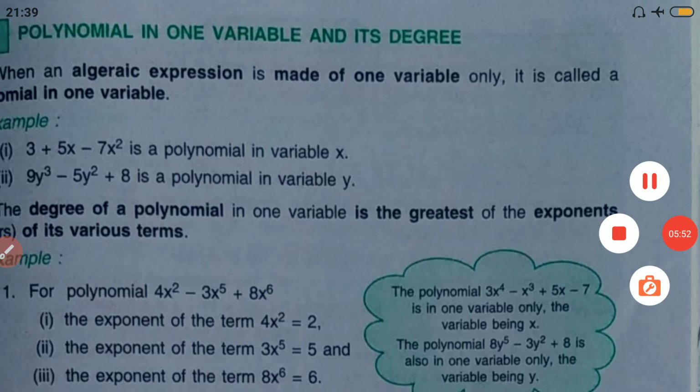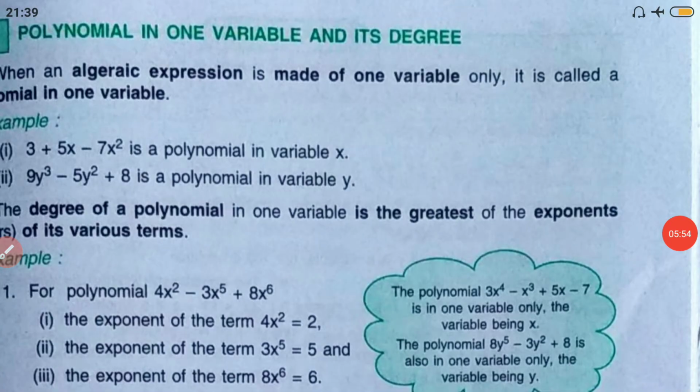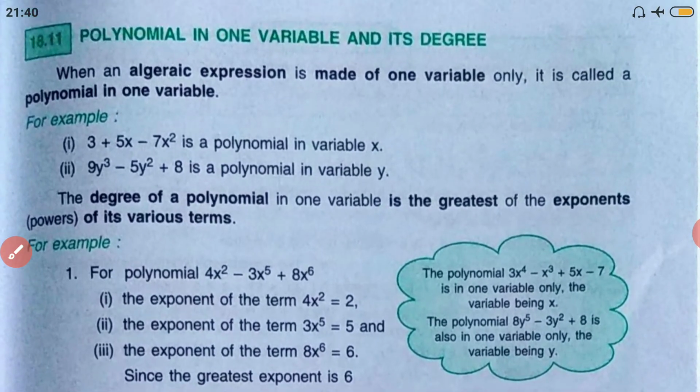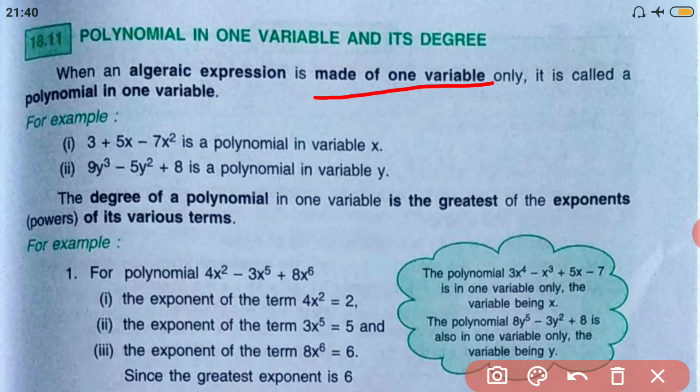So we have come to the topic polynomial in one variable and its degree. Okay. So let us try to understand this. When an algebraic expression is made of only one variable, then it is called a polynomial in one variable. For example, here we have an algebraic expression which is 3 plus 5x minus 7x square.